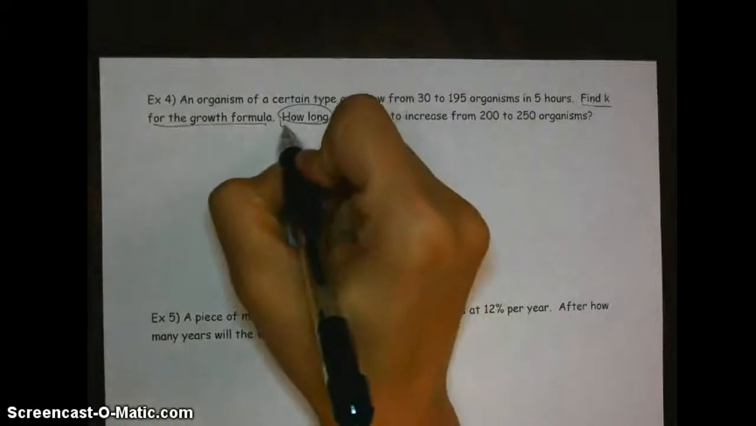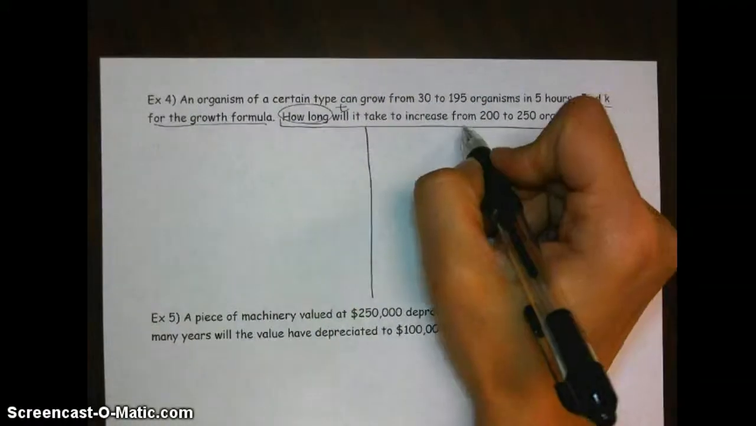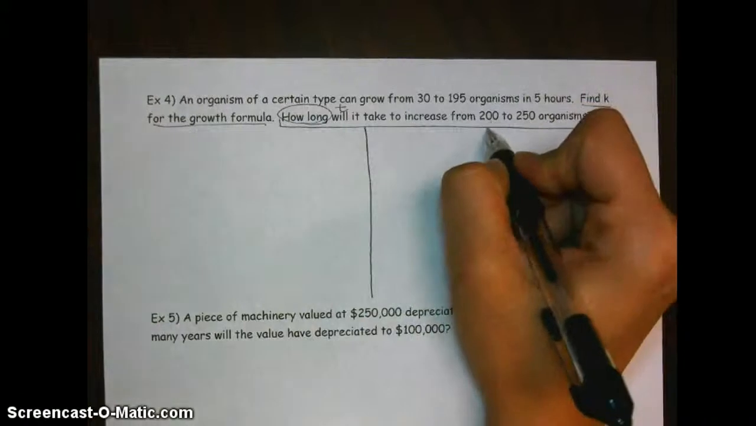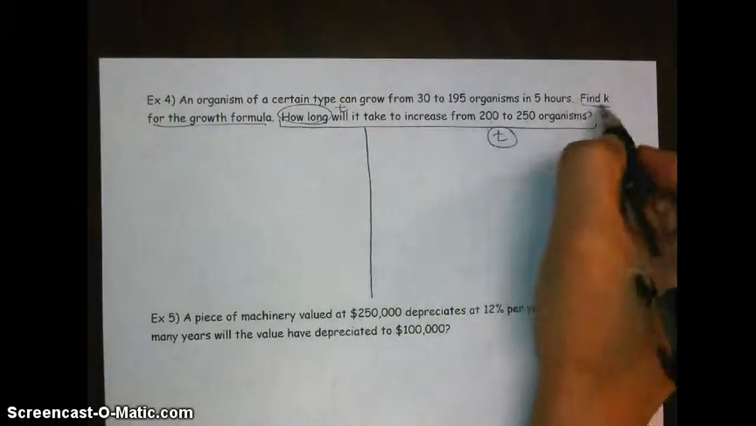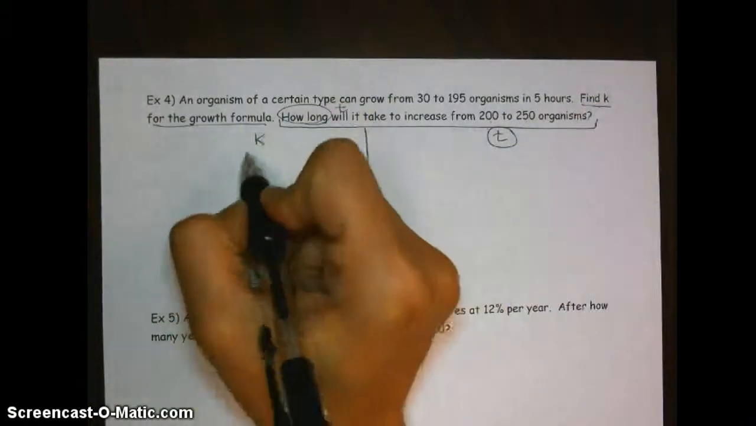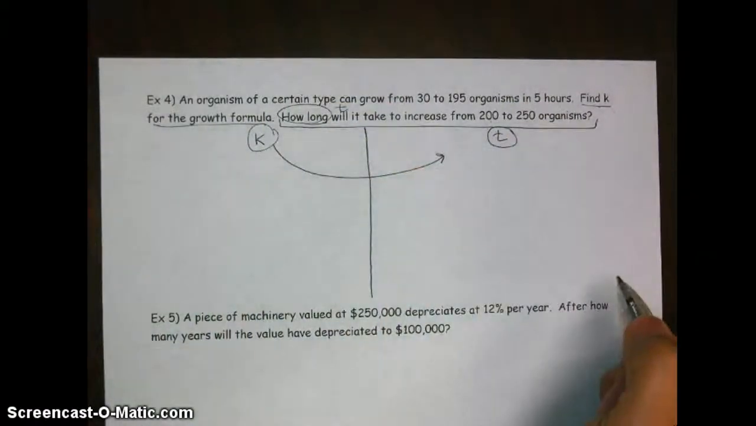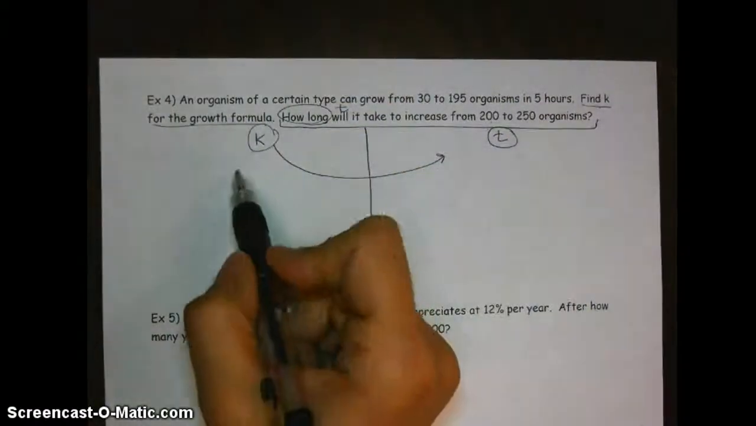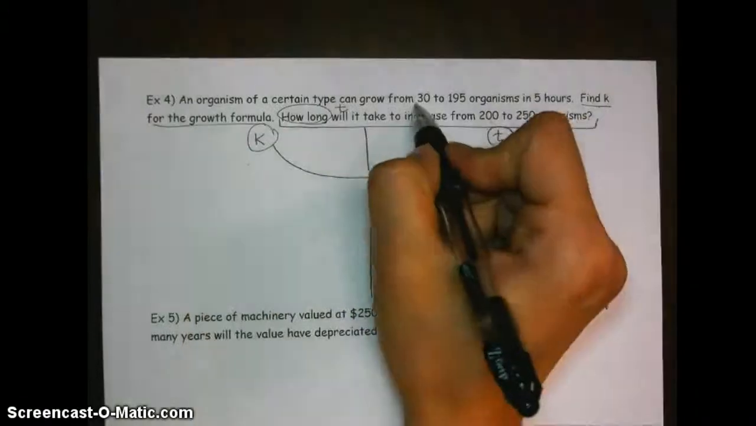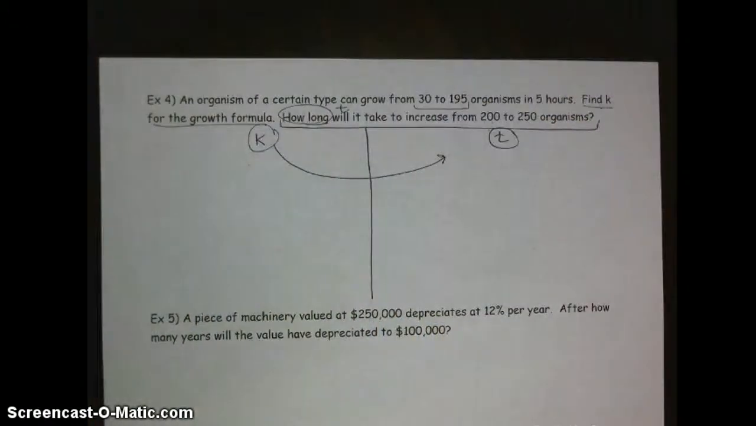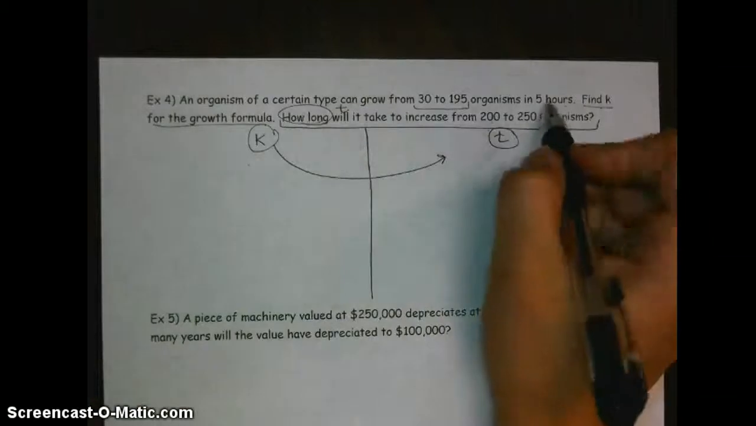And all of this part right here is for my second equation. So I can't use 200 to 250 until the second equation. So over here I'm looking for T. I first have to find K. Whatever K value I get, I'm going to need to use on this side to find T. So for my first equation, I have to use these amounts, 30 to 195 in 5 hours.